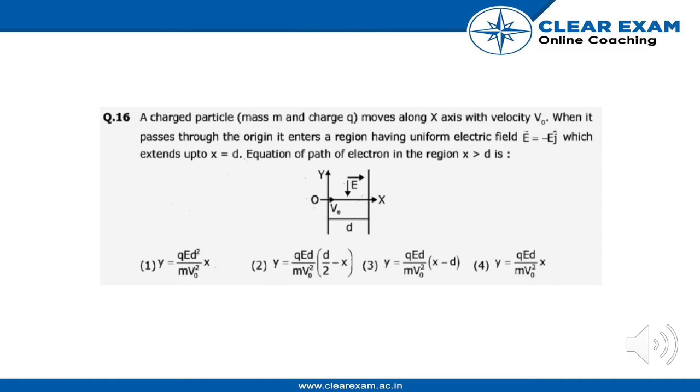The equation of the path of the electron in the region x greater than d is, and we have to choose from the four options given to us. Let's move to the solution.